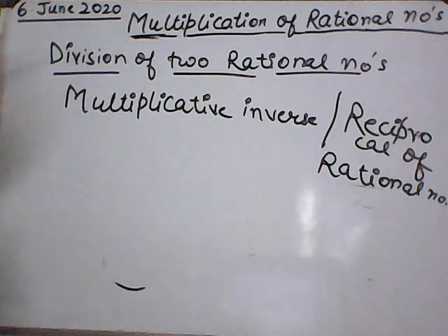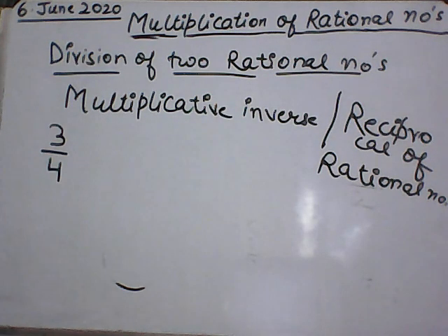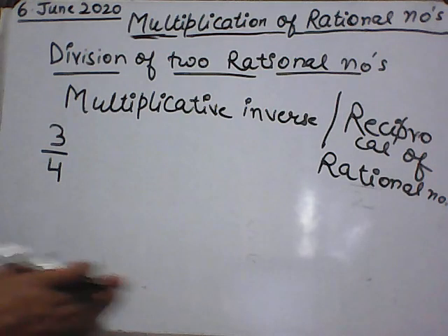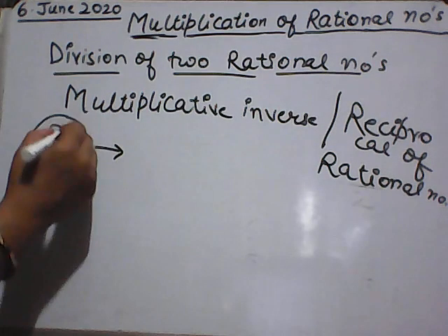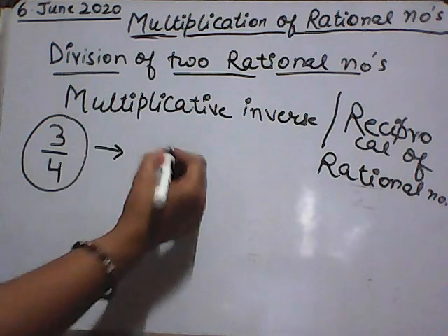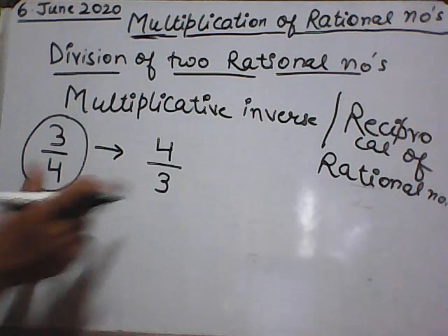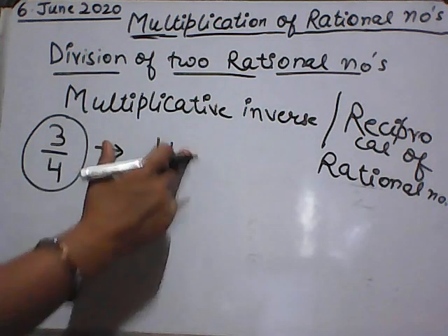How can we find the multiplicative inverse? Multiplicative inverse is the reverse of a rational number. If we have 3 by 4, how can we find the multiplicative inverse of this rational number? We reverse this number. Numerator becomes denominator and the denominator becomes numerator. The multiplicative inverse of 3 by 4 is 4 by 3.